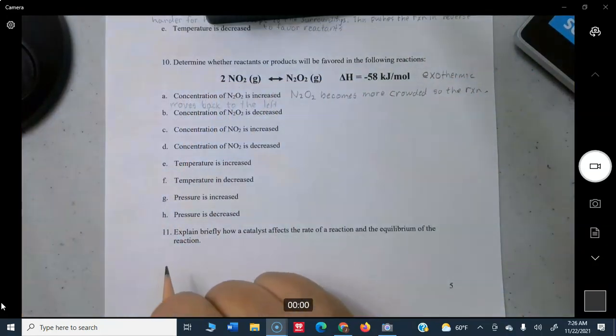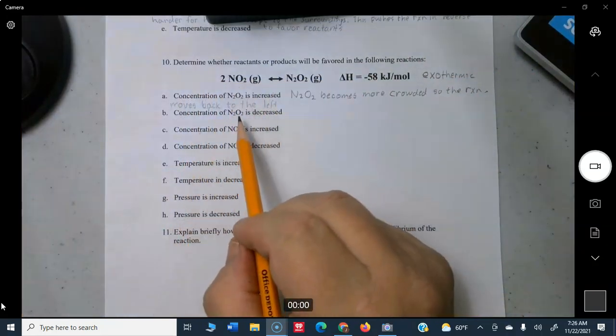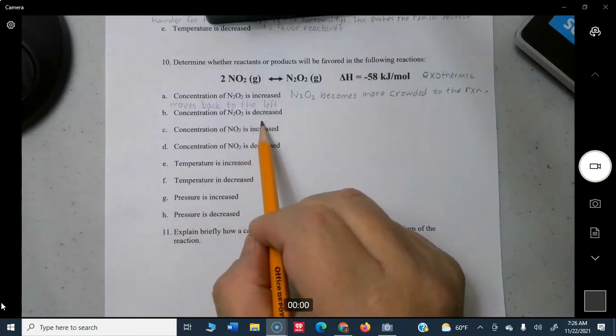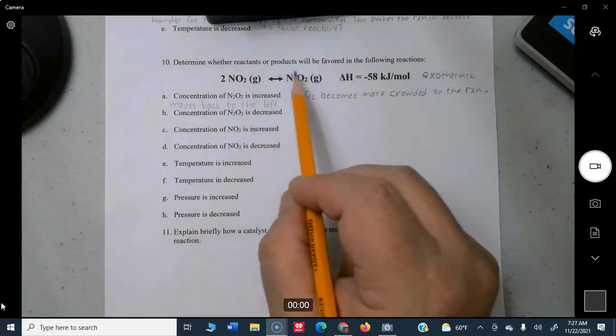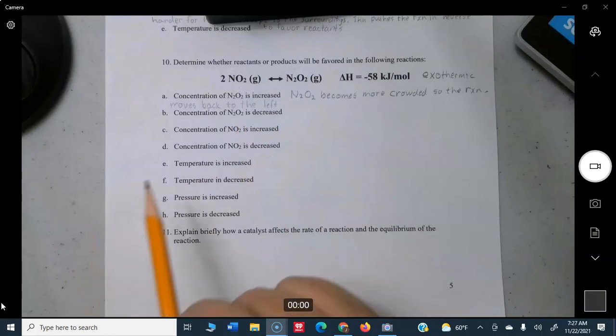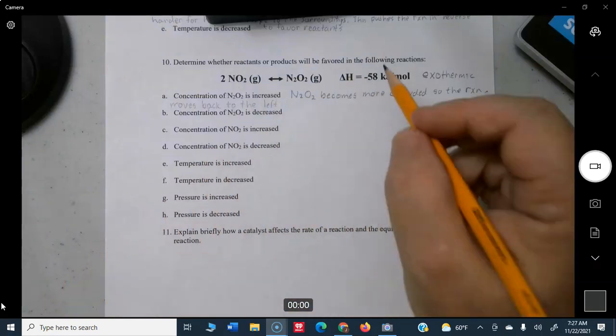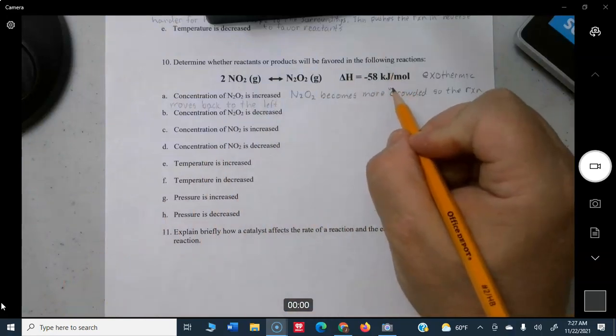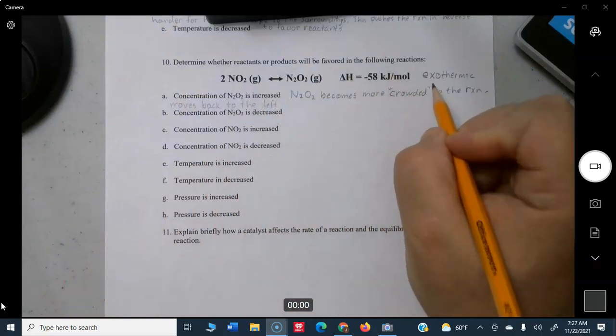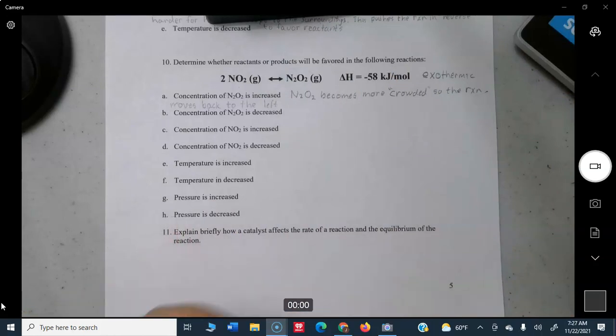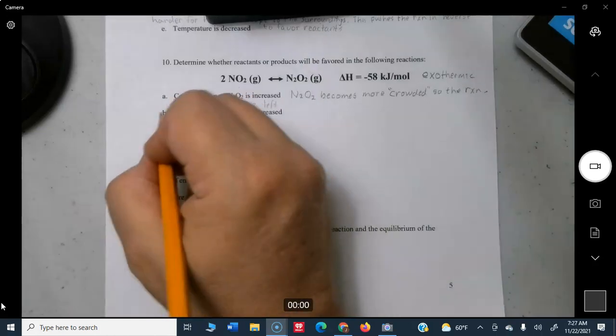All right, concentration of N2O4 is decreased, so this is decreased. So the room over here becomes less crowded. What's going to happen? Again, give a full sentence explanation, okay? Now, on an AP exam, I would not use a word like crowded. I would use concentrated. But I'm just trying to give you some metaphors to kind of learn how this works, okay? So you can do B.